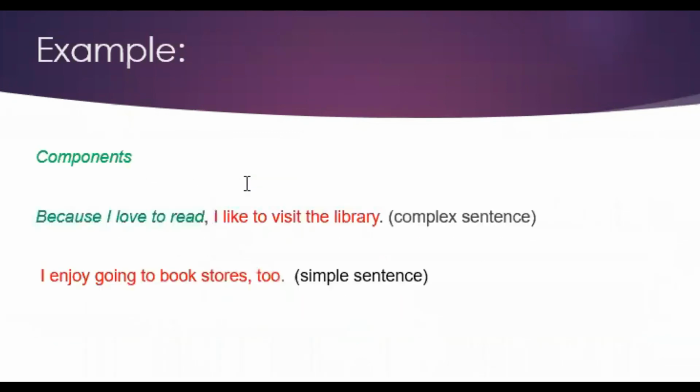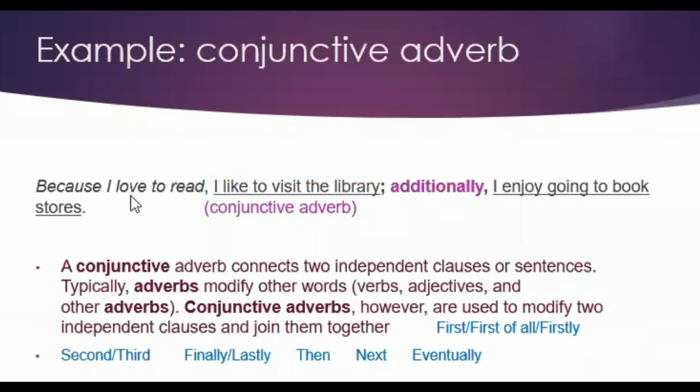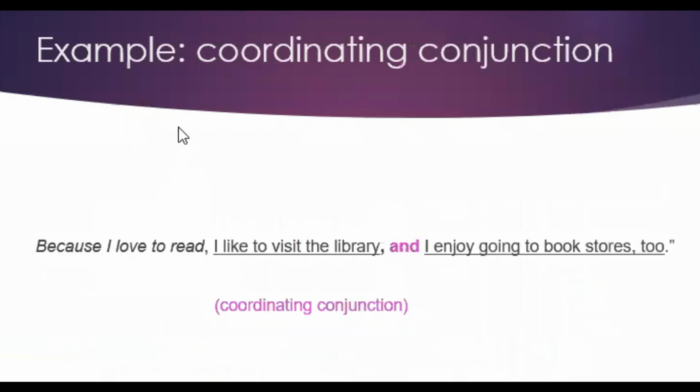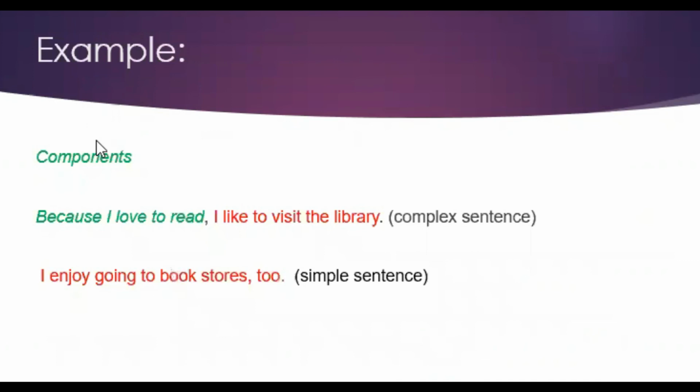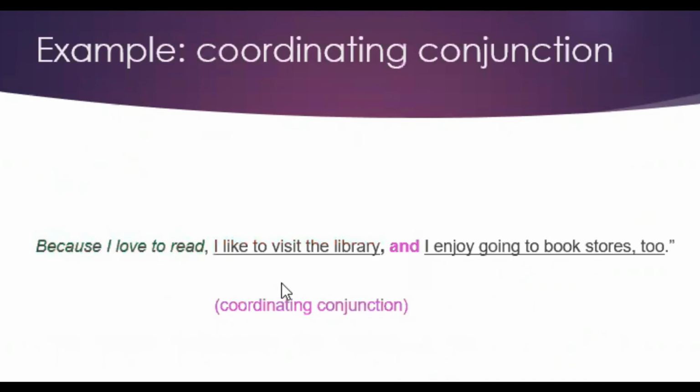Let me come back here again. "I like to visit the library and I enjoy going to the bookstores too." That is our two independent clauses. So the first way you can structure a compound complex sentence is by using a correlative conjunction. Okay?